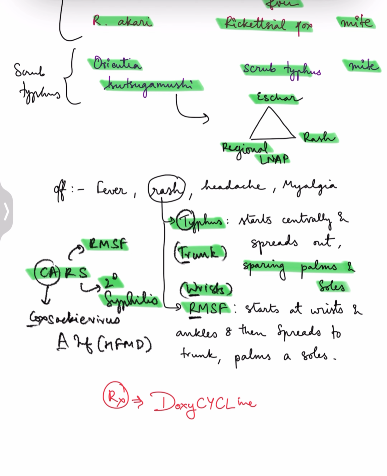We have one exception, that is plague, which is caused by the bacteria Yersinia pestis. And the drug of choice for plague is streptomycin, whereas doxycycline can also be used. Doxycycline and gentamicin can be used, but the drug of choice is streptomycin.